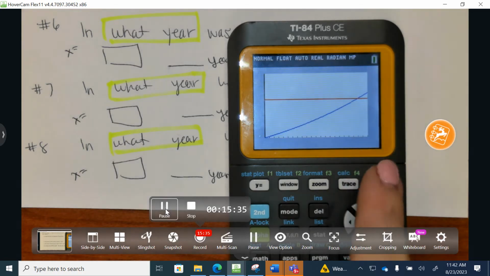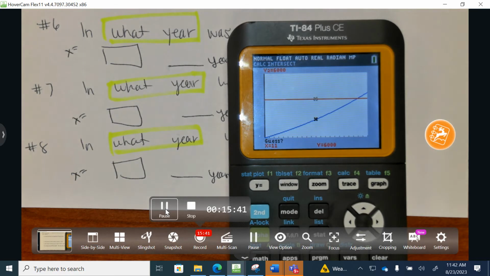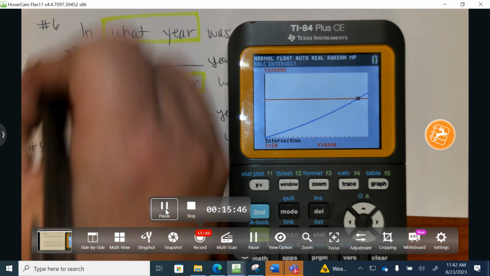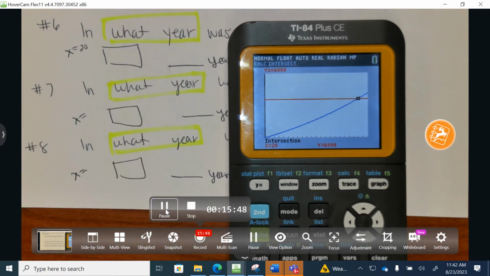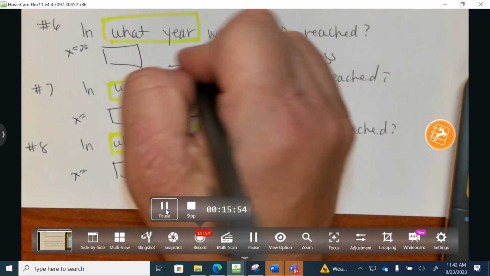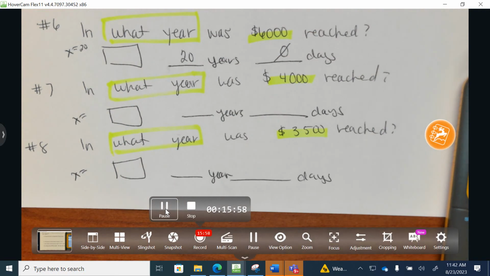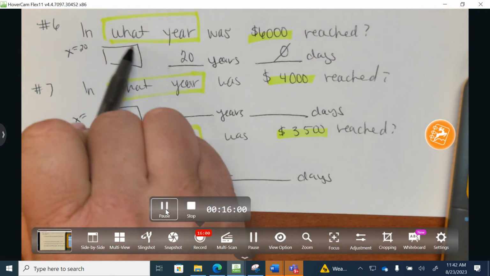Y window shows everything. Now I'm going to go second trace, intersect, and I'm going to find that exact intersection point. And I'm going to write it down off to the side. Oh, that was a nice number, 20. It was an exact number, 20. So this represents the number of years. So I get to put a 20 here. There's no additional days. There's no decimal. It's perfect.